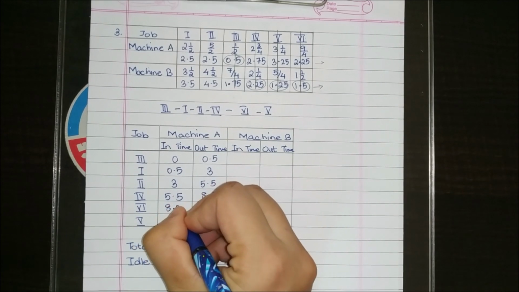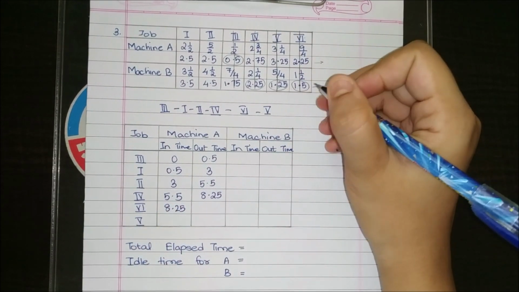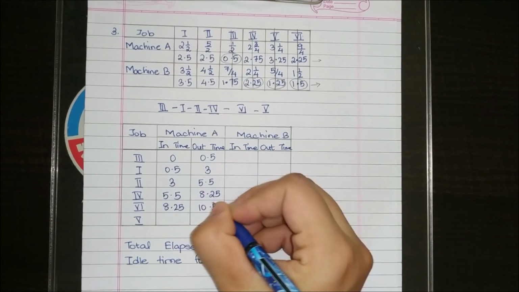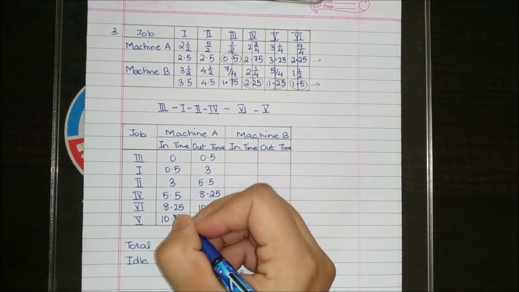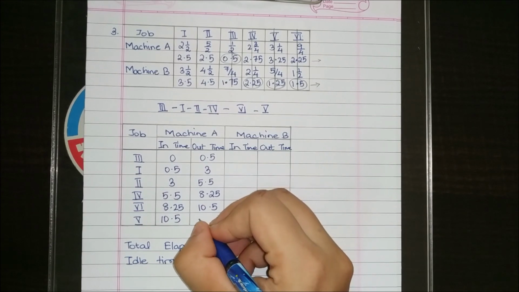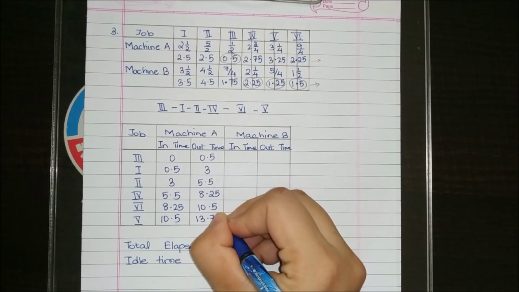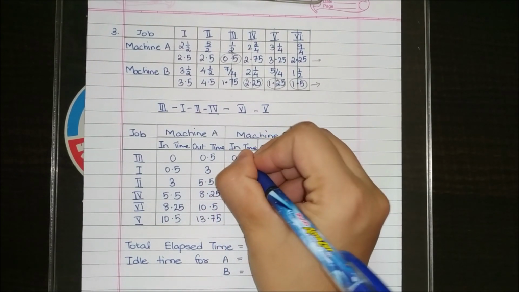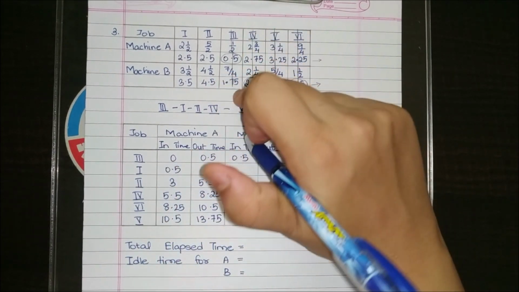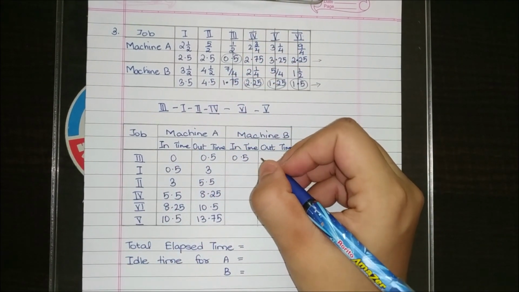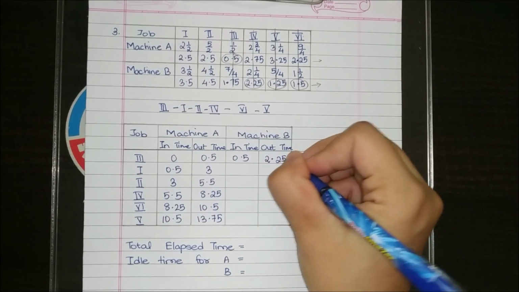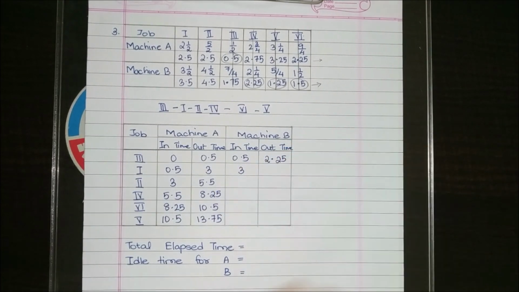नेक्स्ट 8.25 प्लस 2.25 will become first the 10, so it will be 10.5, and next 10.5 plus 3.25 is equal to 13.75. ओके, चलो अभी मशीन बी पे जाते हैं. तो मशीन बी में पहले 0.5 से स्टार्ट करेंगे. थर्ड जॉब को लगता है 1.75, तो ये हो गया 2.25. 2.25 और 3 में we choose 3.